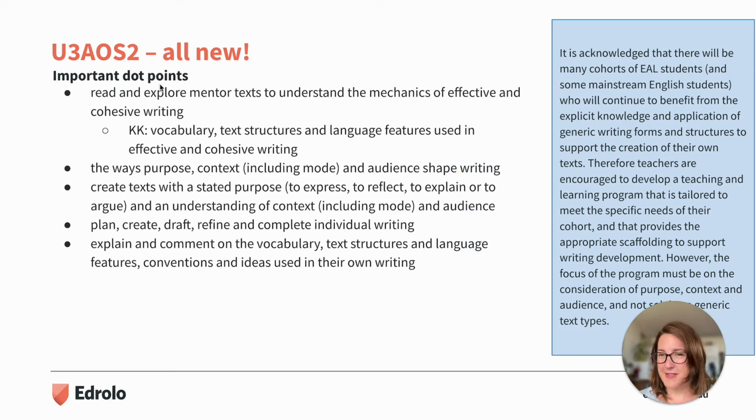So it says here important dot points. Obviously, they're all important, but these are the ones that we've focused the most on when deciding how to structure the EdRolo course. So, of course, we have the mentor texts, which are used to help students understand the mechanics of effective and cohesive writing. The key knowledge dot point goes a little bit further here and specifies vocabulary, text structures, and language features used in effective and cohesive writing. Then we have the ways purpose, context, and audience shape writing, obviously vital in this area of study. So the purpose, context, and audience is the focus rather than text types in themselves.